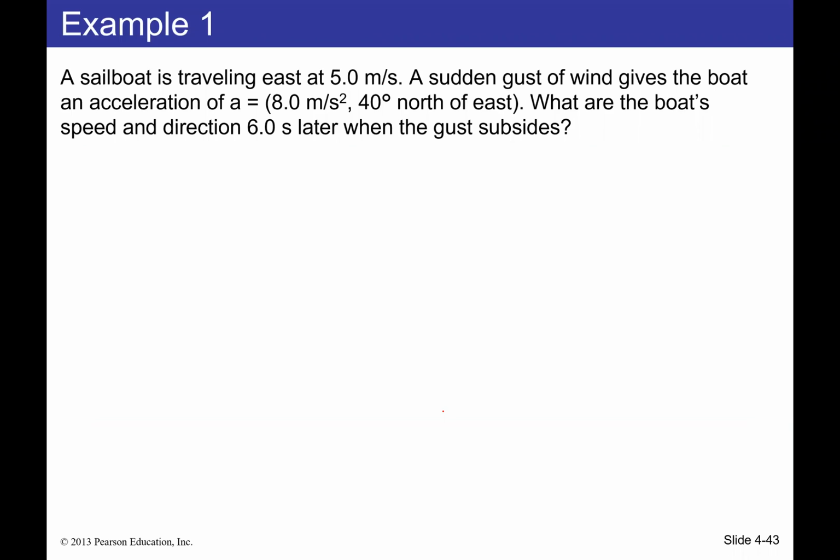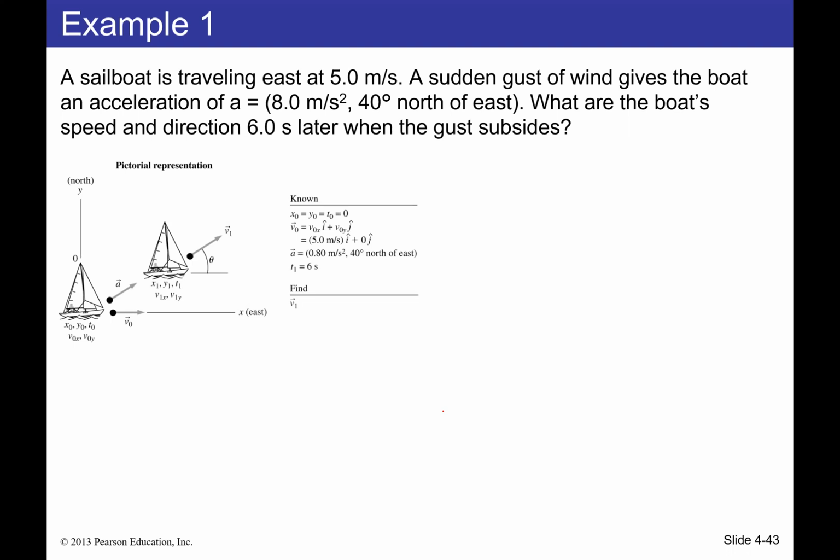Let's look at an example here. We have a sailboat that is traveling east at 5 meters per second. A sudden gust of wind gives the boat an acceleration, and we're given acceleration in terms of its magnitude, 8 meters per second squared, and direction, 40 degrees north of east. All right, so let's see what we have. It's asking what are the boat's speed and direction 6 seconds later when the gust subsides. All right, I have a diagram here for you guys.